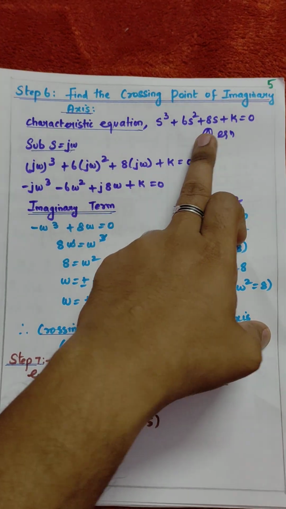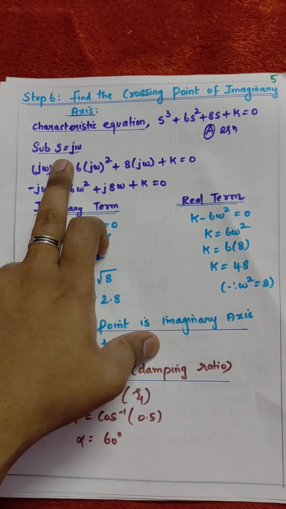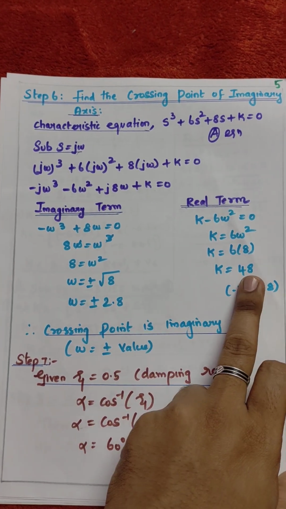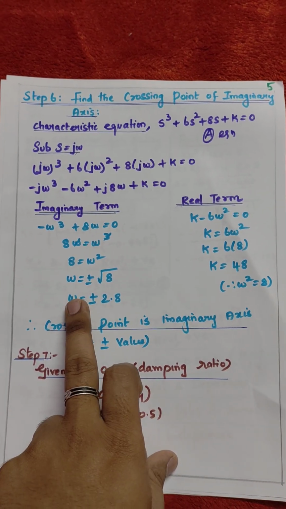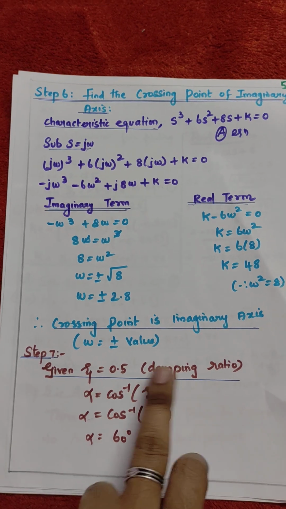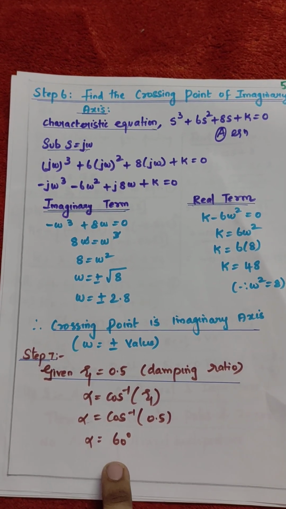From this characteristic equation, replace s by j omega, identify the imaginary term, identify the real term, find the K value, find the omega value. Then finally, the damping ratio value is given. From this, substitute in the alpha formula, you get the answer.